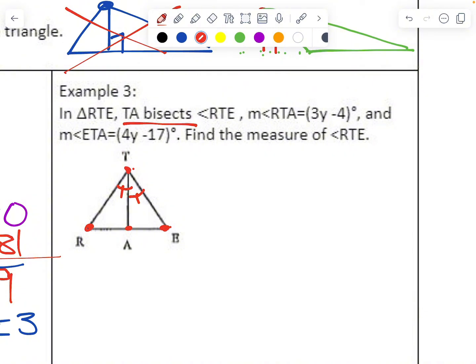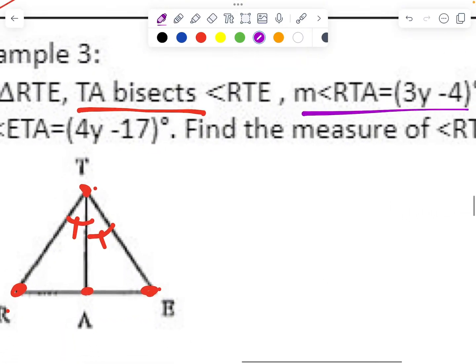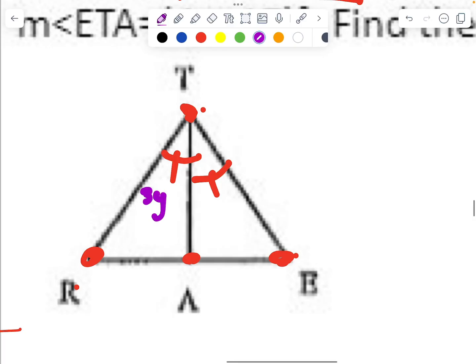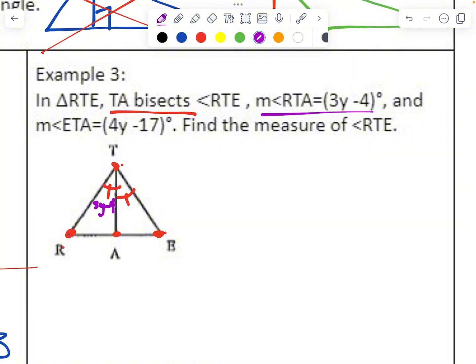It says RTA is 3y minus 4. And then it says ETA is going to be 4y minus 17. Find the measure of RTE. So we're going to find the big measure overall. And we know that each of these small angles are going to be the same. Now because they're the same means equal, we can say that 3y minus 4 is equal to 4y minus 17.